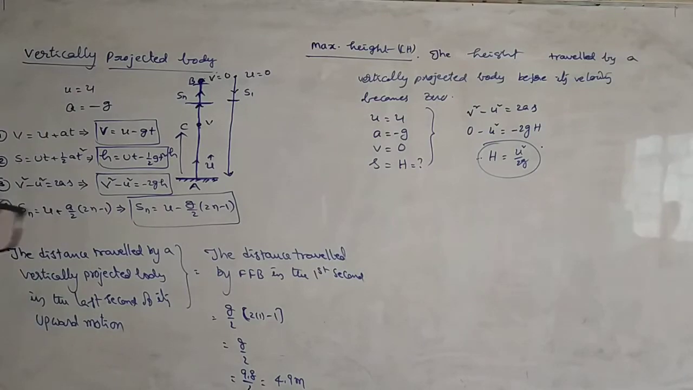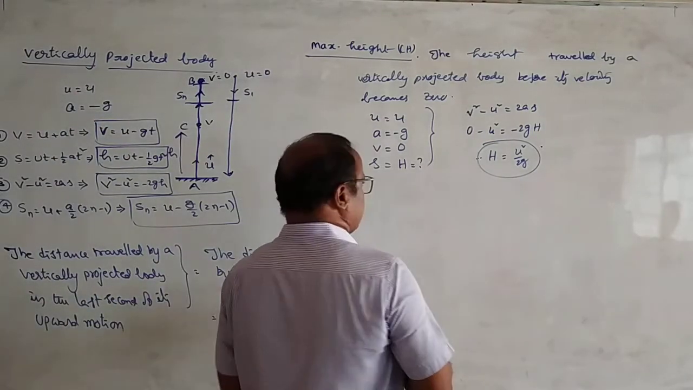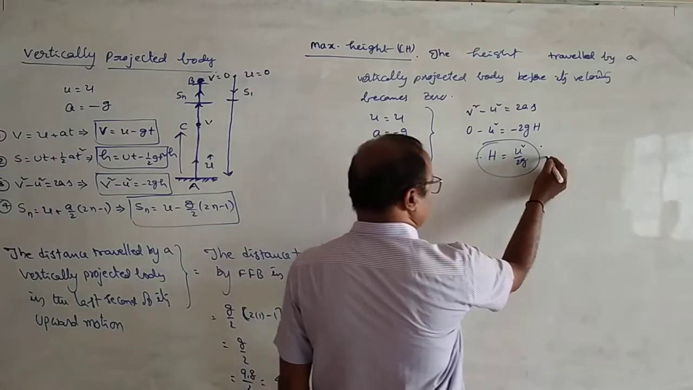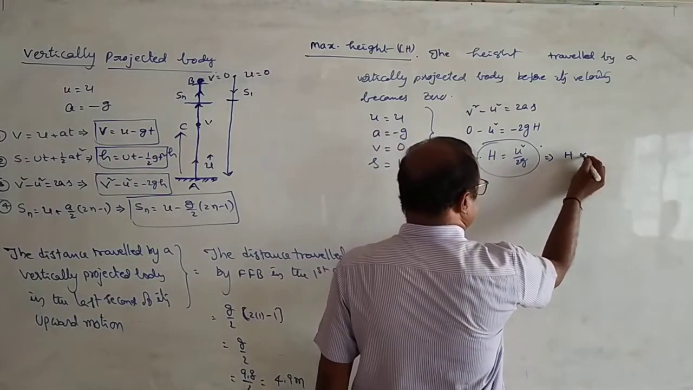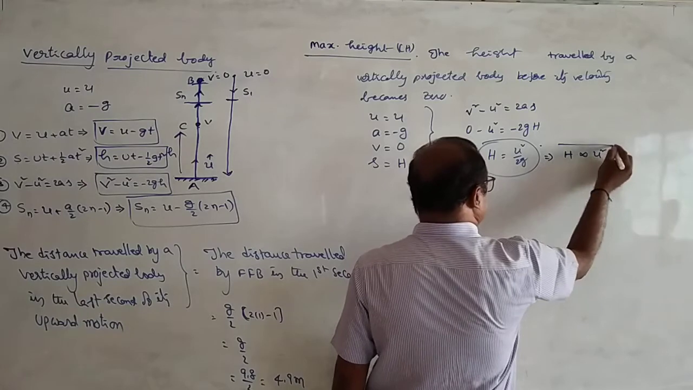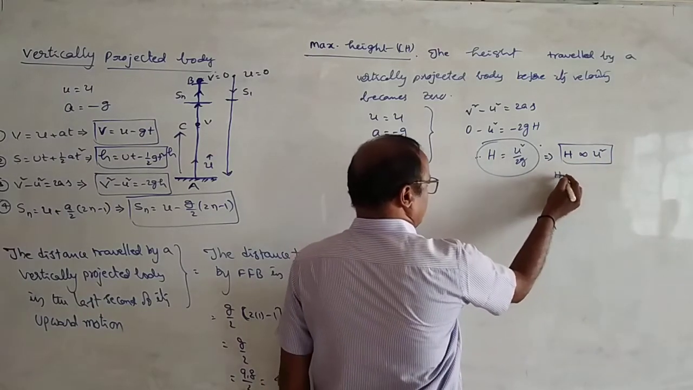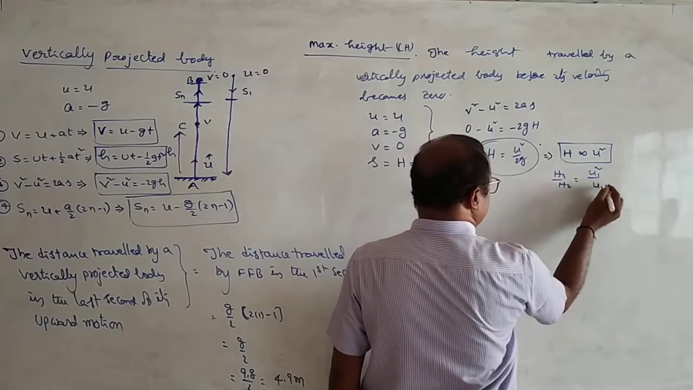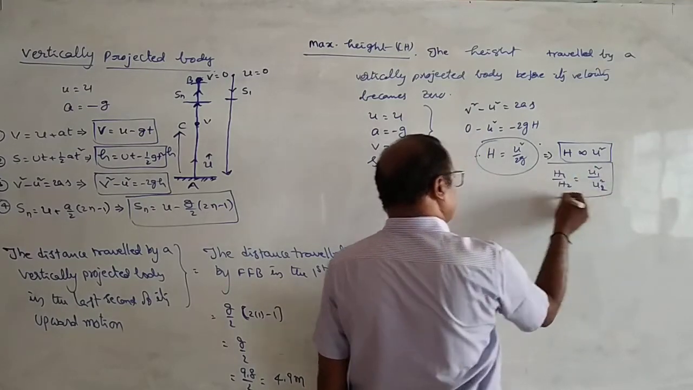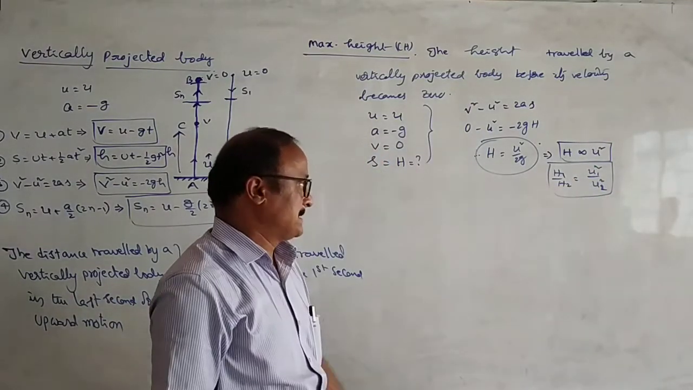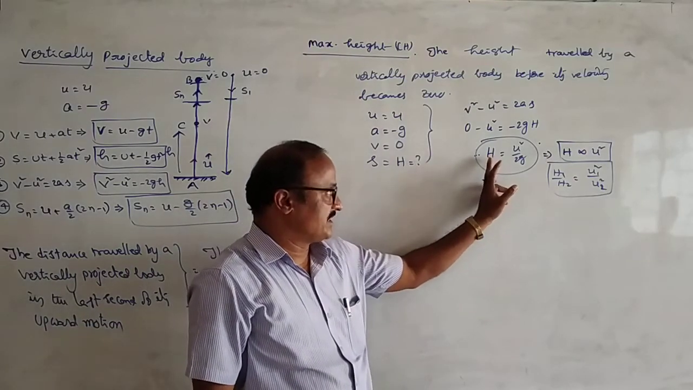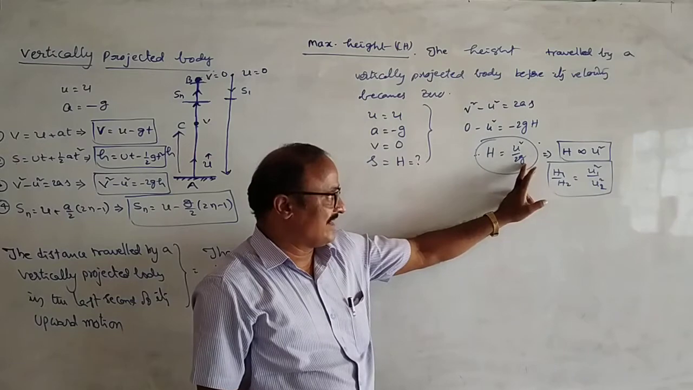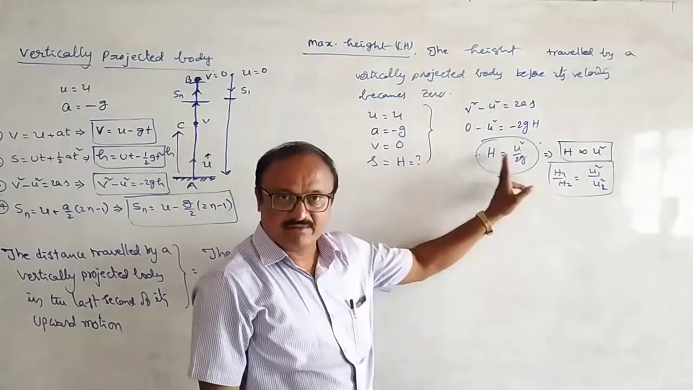Maximum height reached by a vertically projected body, h, is equal to u square by 2g. Here, 2 and g are constants, that's why maximum height is proportional to u square, or h1 by h2 is equal to u1 square by u2 square. Remember one thing here, my dear friends. Maximum height depends on initial velocity and also gravity. It is independent of the mass of the body.